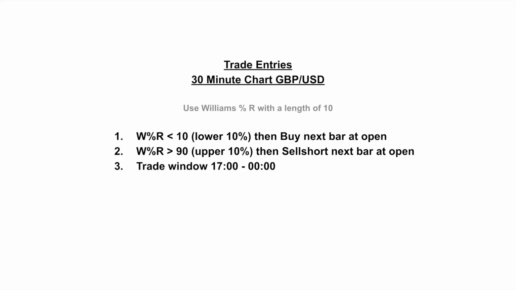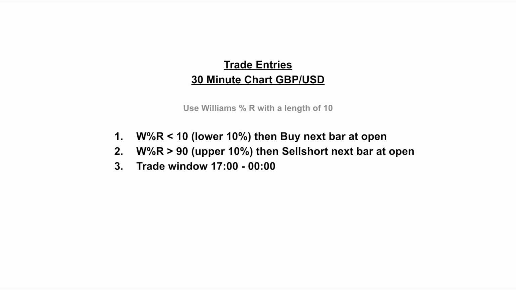I'm going to show you how the strategies have been doing for the last 3 years, and then I'm going to show you a very slight modification, which is a very worthwhile improvement. So let's go and have a look at exactly how this strategy works. As I said earlier, this strategy works on the 30-minute chart of pound-dollar. We're going to be using the Williams percent R indicator, and we're going to be setting the length of that indicator to 10.